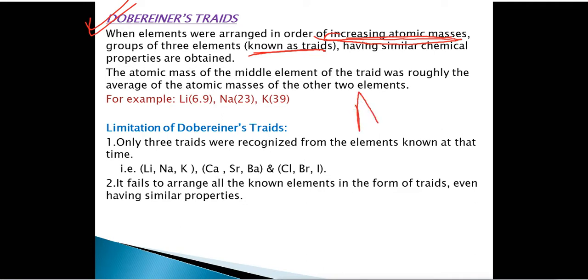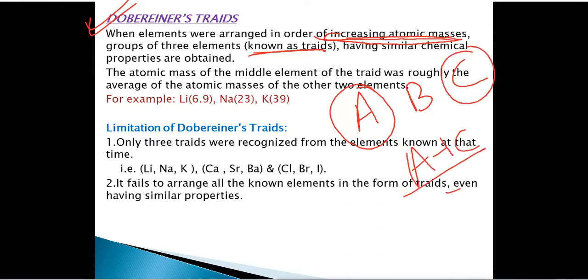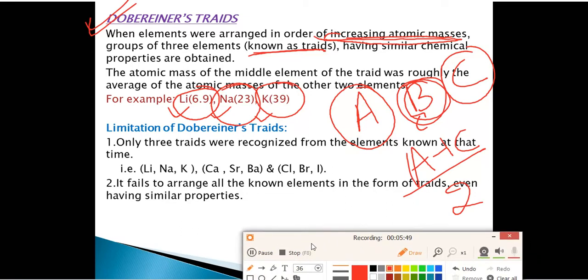Suppose you have three elements A, B and C. If you take the average of the atomic masses of A plus C, the value obtained will be roughly equal to the atomic mass of element B. For example, you can see the triad lithium, sodium and potassium. If you add the atomic masses of lithium and potassium and take the average, you will get the atomic mass of sodium, that is 23. So this was the concept of Döbereiner's triads.